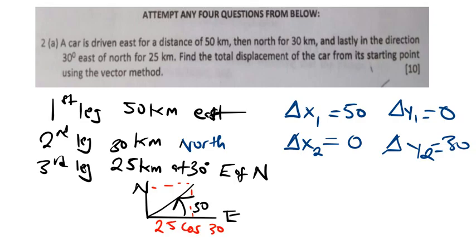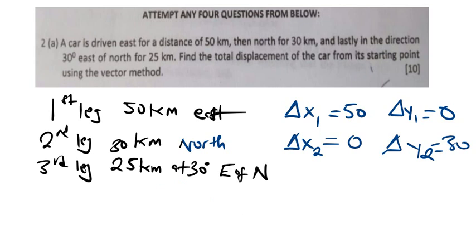What about for the y component? The y component will be 25 sine 30. Okay, basically these are the basic principles that we learned from our SOHCAHTOA. So basically what are we going to have as our x and the y component?